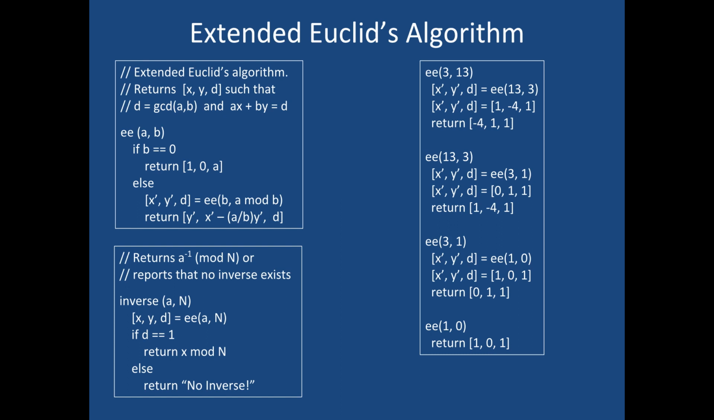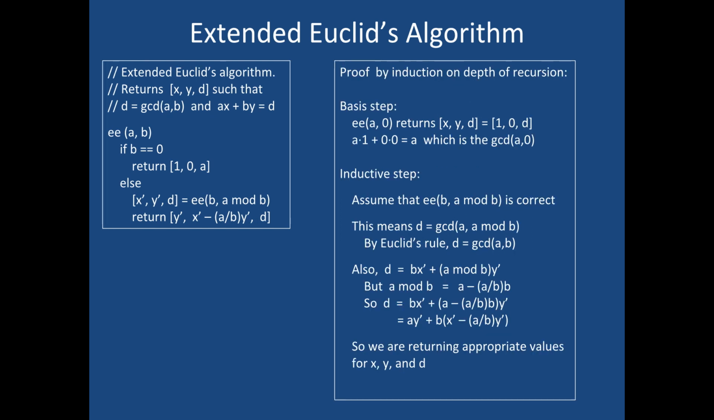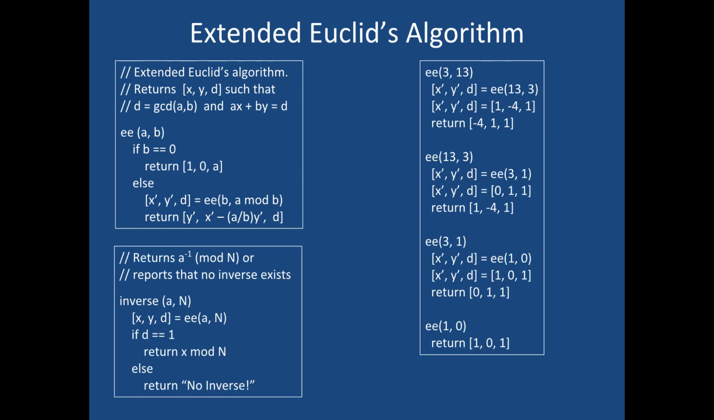Okay? So there's the algorithm. The important takeaway is that it's how you find modular multiplicative inverses, which is going to be important in a minute when we look at RSA. There's a proof. I'm going to skip over the proof of correctness. It's not complicated, it's just detailed.